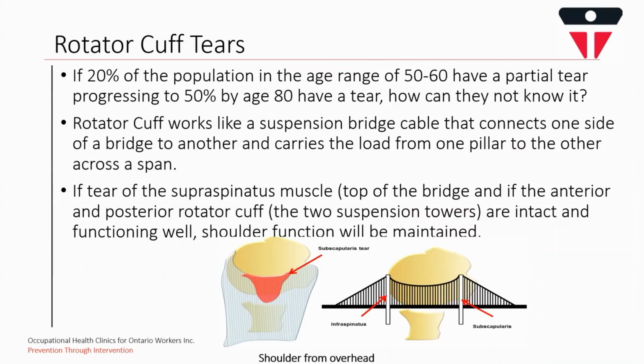Now, here's a question. If 20% of the population in the age range of 50 to 60 have a partial tear, progressing to 50% by the age of 80, how come they don't know it? Well, the answer is that the rotator cuff works like a suspension bridge cable that connects one side of a bridge to another and carries a load from one pillar to the other across the span. If the tear is of the supraspinatus muscle, the top of the bridge, and the anterior and posterior rotator cuff, the two suspension towers, are intact and functioning well, shoulder function will actually be maintained. So basically, they're bearing the load.